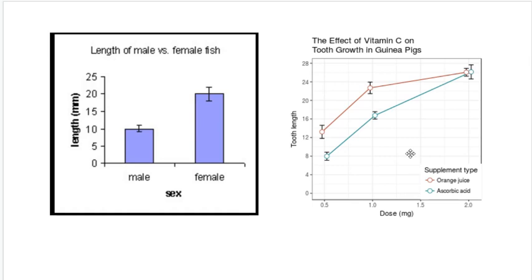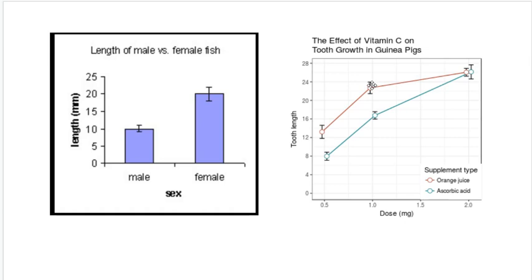Let's look at this graph. Here it is with a line graph. We're looking at vitamin C and teeth growing in guinea pigs. I guess that's a thing. And we can give them OJ or ascorbic acid and see how much their teeth grow. Notice here if we have a dose of 0.5, OJ makes their teeth grow longer. Notice our error bars here are way above. So even the shortest tooth of these guys is longer than the longest tooth of these guys. So orange juice makes them grow longer at a dose of 0.5 milligrams.